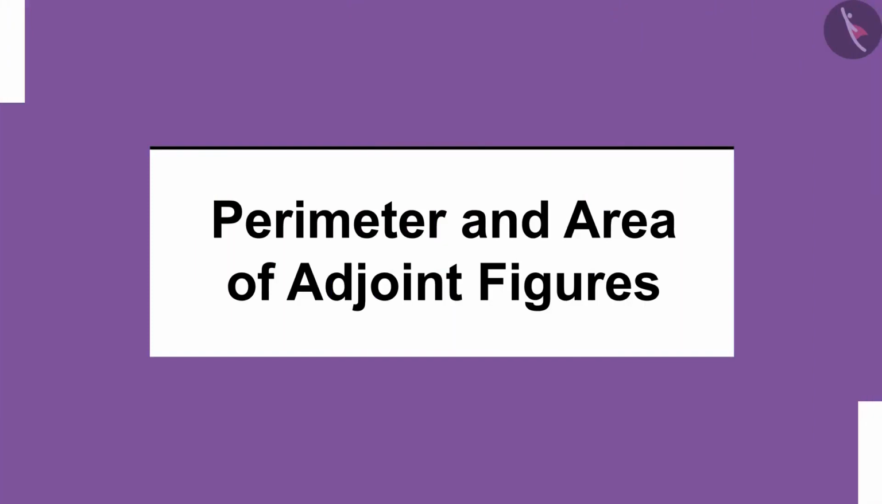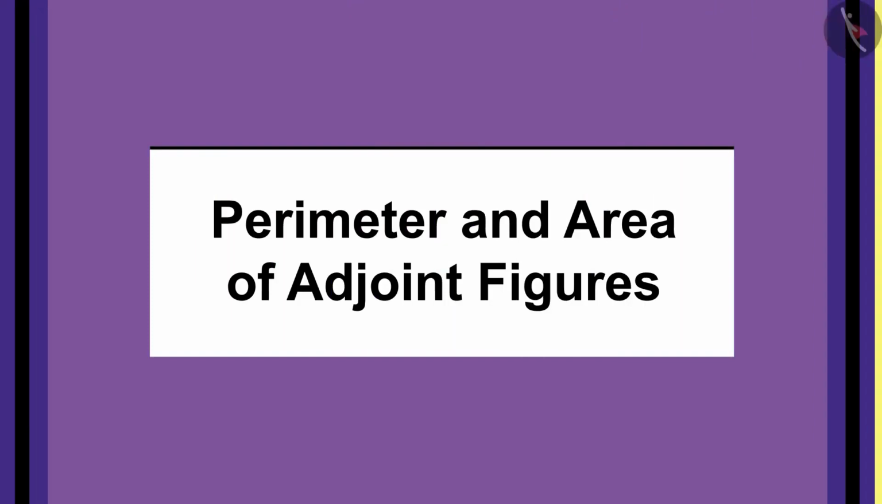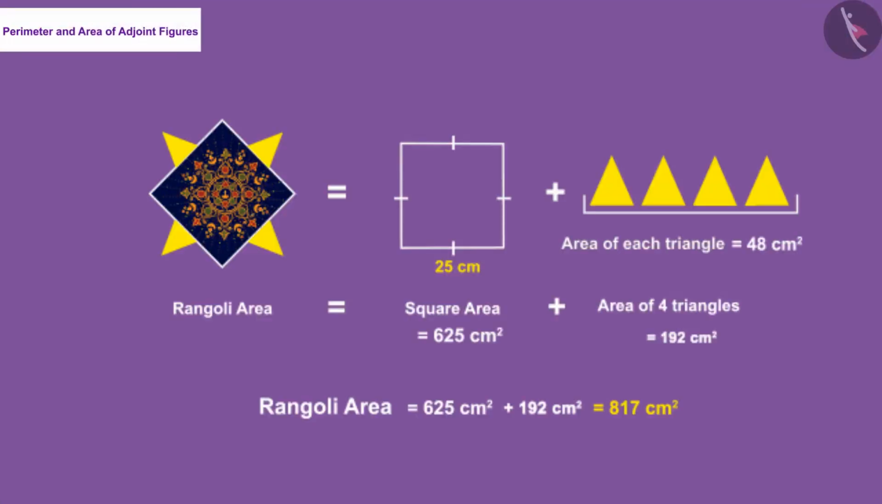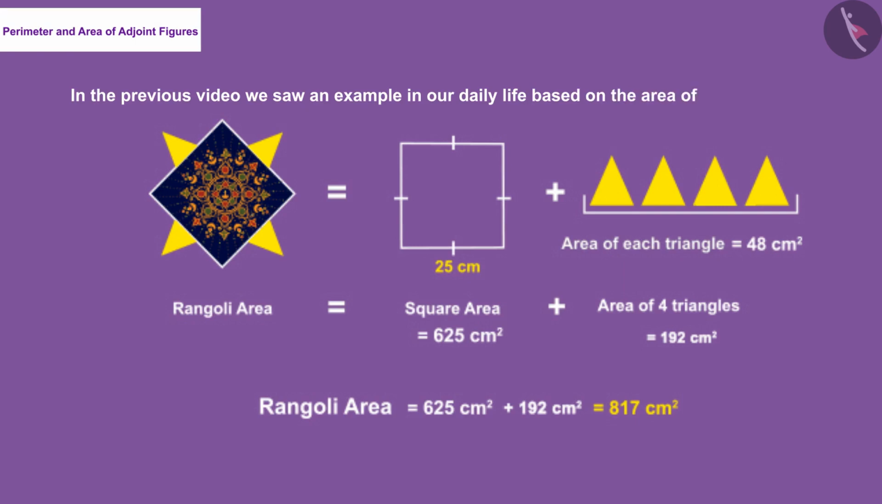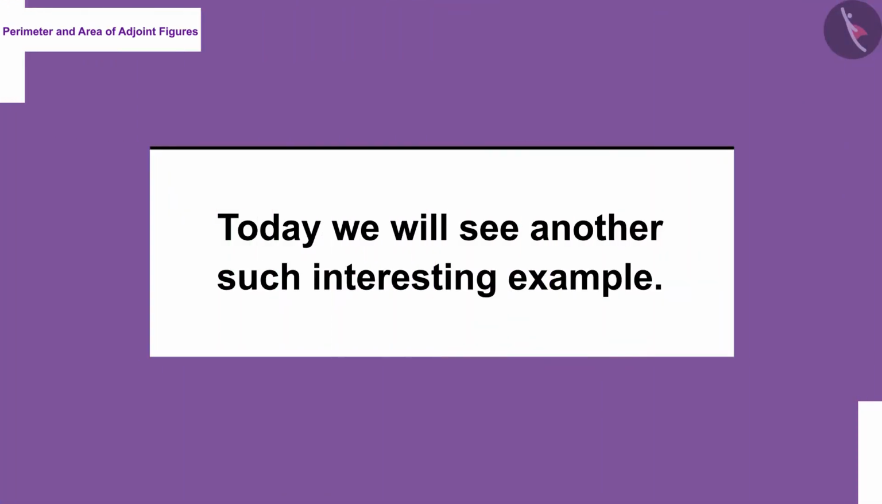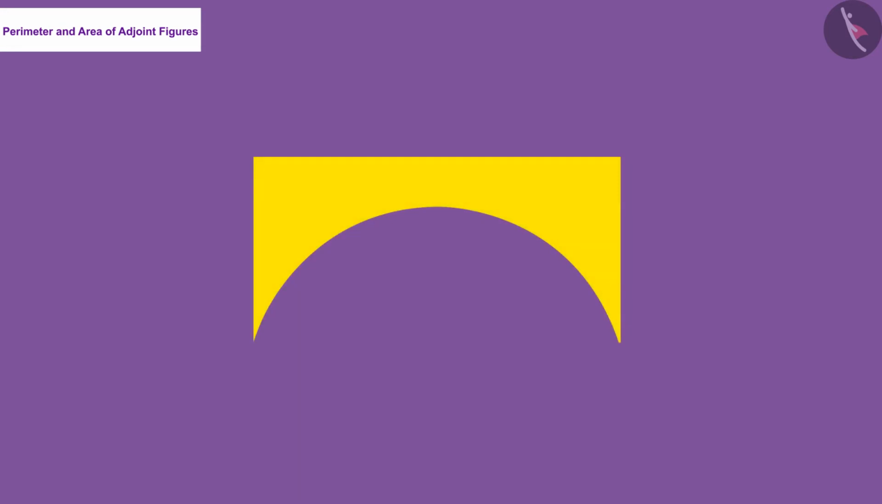Welcome all of you to this video. In the previous video, we saw an example in our daily life based on the area of adjoint figures. Today we will see an example based on the area of adjoining shapes. The visible figure has a rectangle and a semicircle.